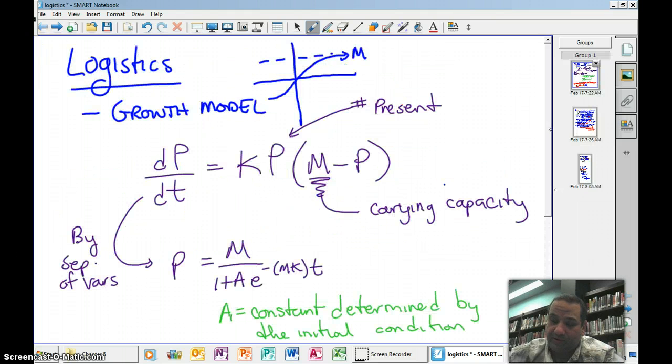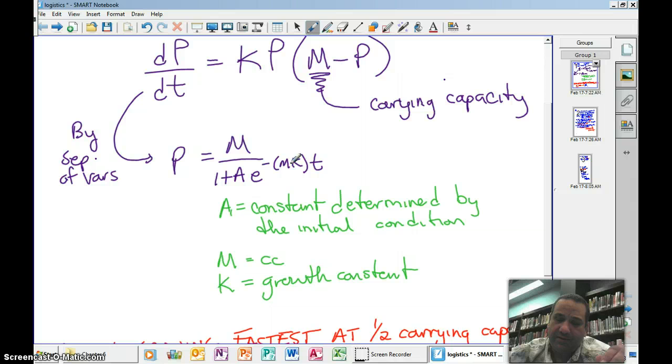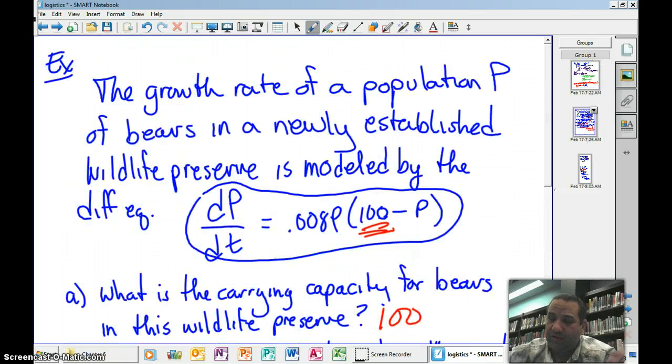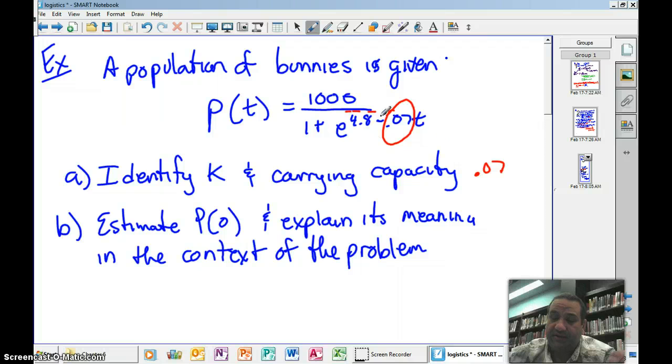Let me go back to my original equation. Yes, M, K, t, the constant determined by the initial condition, and the growth constant. It's whatever's in front of t. So that's what we're going to say. We're going to say it's that.